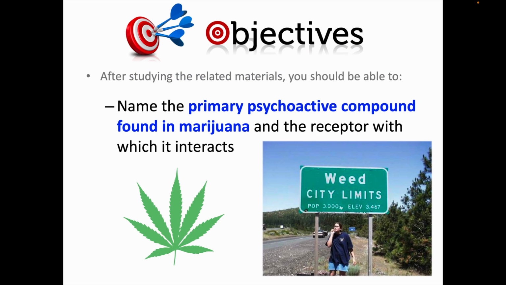Not too many objectives this time, since this presentation is a lot more descriptive than chock full of high-yield nuggets. But you should definitely be able to name the primary psychoactive compound found in marijuana and marijuana-derived products, and be able to name/identify the receptor that it interacts with.